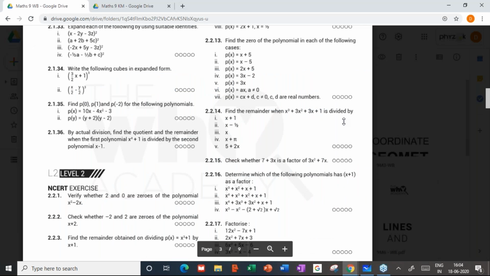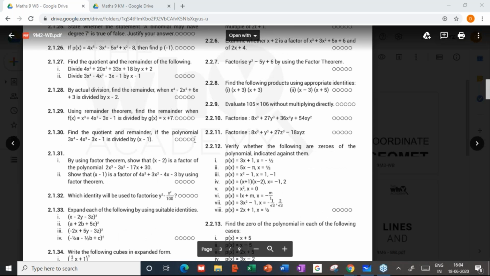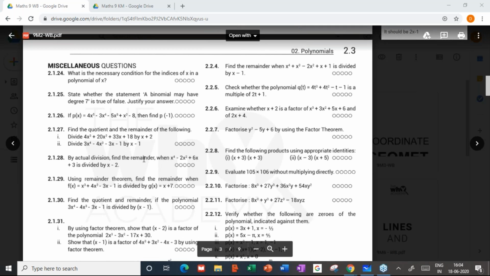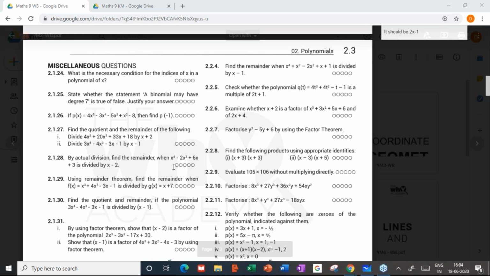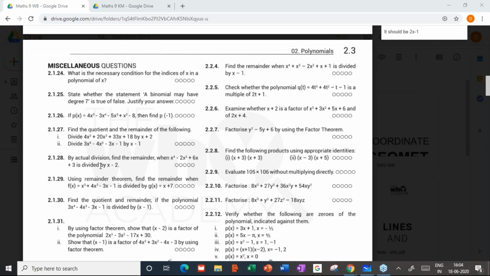They might ask you different types of questions, like find the quotient and remainder. When they ask you quotient and remainder, always use long division. Second, they might directly say use actual division and find the remainder. Again, you have to use long division. In a third case, they will tell you to use the remainder theorem. They'll tell you what method you have to use.